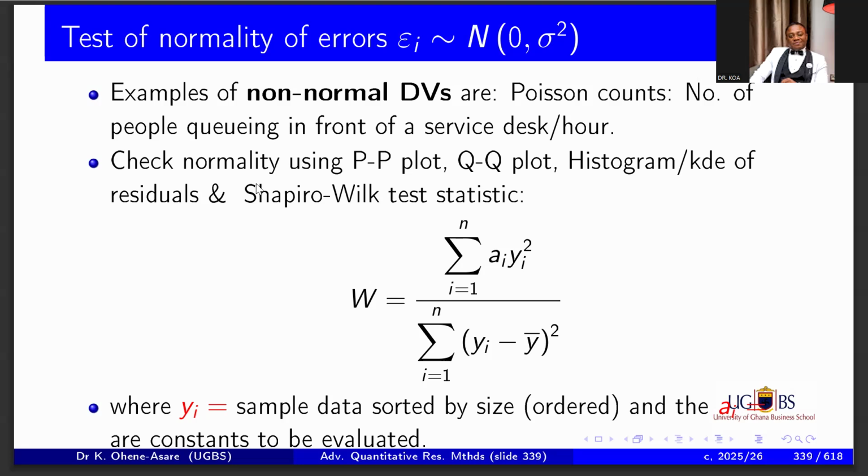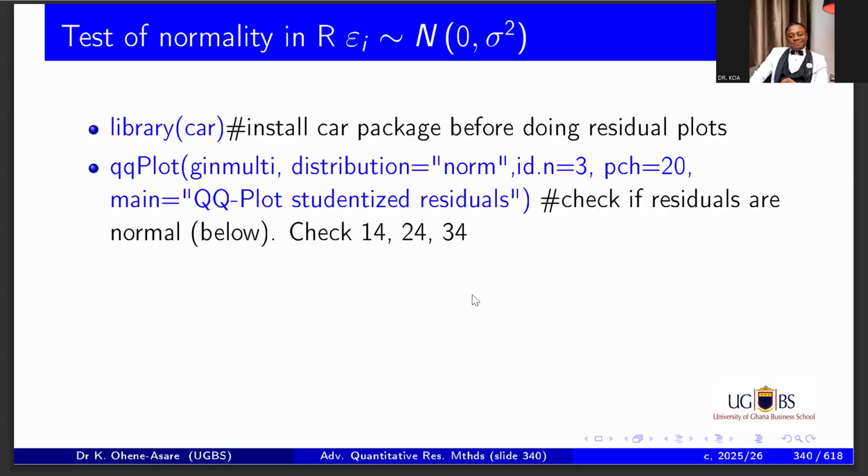But you should not only rely on the plot, but also check statistically using the Shapiro-Wilk test of normality. There's also the Kolmogorov-Smirnov test, and several other tests. For the Shapiro-Wilk, it's defined as this, where the sample data has been sorted, and the a_i are the constants to be evaluated. The R software is able to calculate that easily for you.